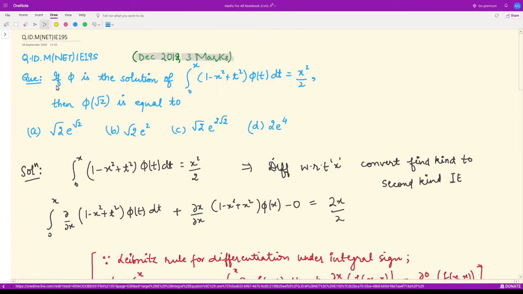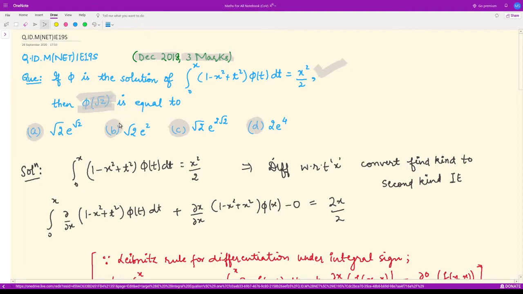The question is, if phi is the solution of this equation, what kind of equation is this? This equation is a Volterra integral equation of the first kind, right? Then they are asking what is the value of phi of square root of 2. Among these 4 options, what is the value of phi when evaluated at the point root 2?